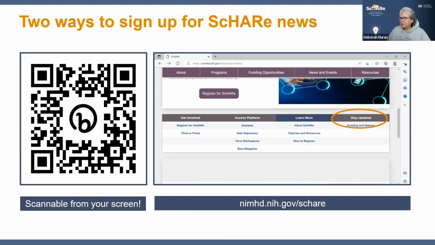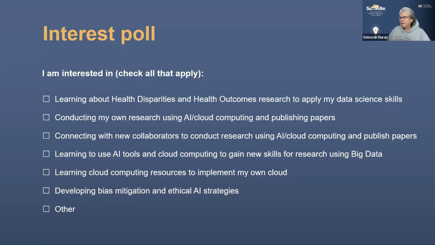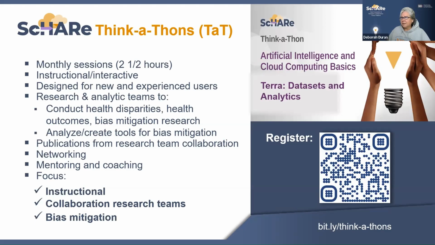This is how you sign up to stay attuned to ScHARe. Next. You'll get all of these slides, so not to worry. These monthly Think-a-Thons are 3 different types. They're instructional. We're going to move very shortly, in about 3 months, into the actual research teams. So we want all of you to skill up so that you can participate in those research teams as well. And in those research teams, we hope to have mentoring and coaching to help each of us to create better and different research for health disparities and health outcomes, healthcare delivery services. Next.